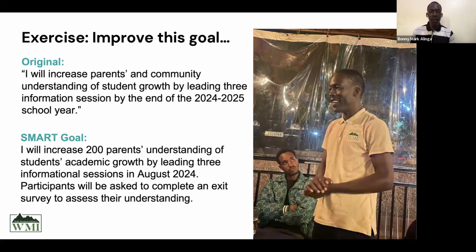And how will I do it? 3 information sessions will be held, and by August, this should have been done. And how will I gauge whether these parents have understood the students' academic growth? By making them fill out an exit survey to assess their understanding.